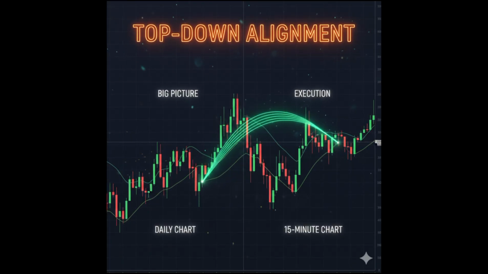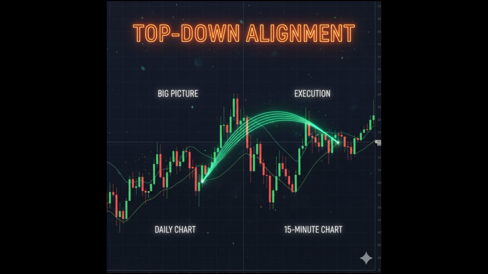The daily chart tells the story. The narrative. Where is price going over the next few weeks? Is it in an uptrend? A downtrend? A consolidation? The 4-hour chart confirms the narrative or warns you if it's breaking. This is the macro perspective. This is where you understand the big picture.